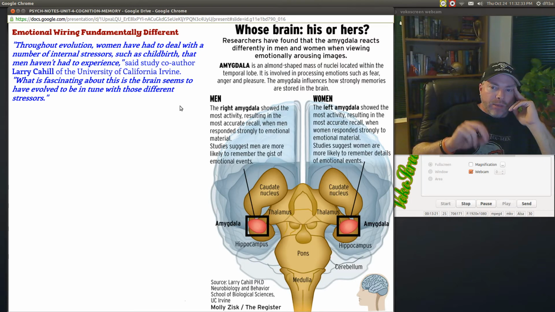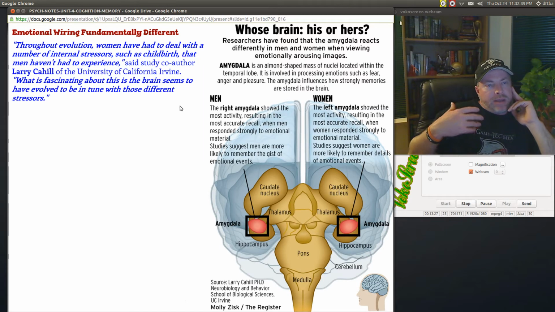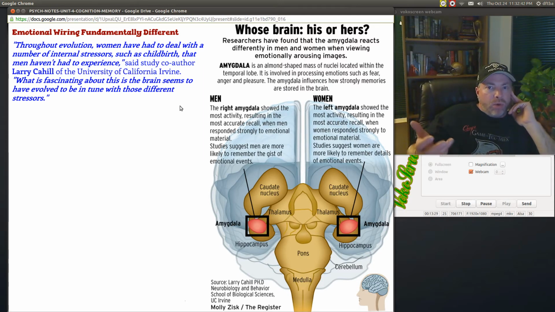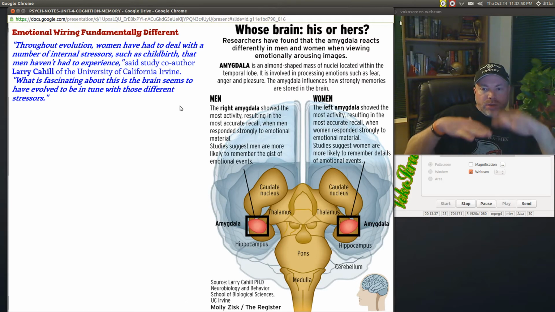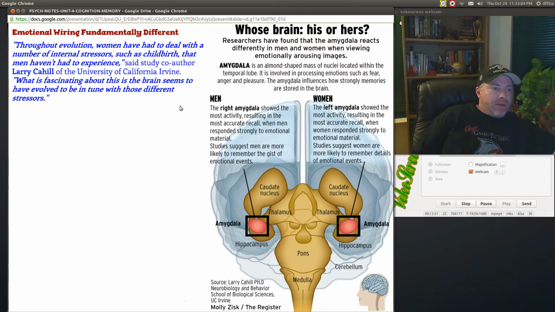The women are more likely to remember the details, emotional events and details of it. So things that maybe a man wouldn't quite think were important, like she noticed the person didn't have their turn signal on, or she might have noticed that the street was wet because there had been rain earlier that day, so the streets were soaked, or whatever. I mean, a woman would maybe pick up on some of these things, and this is just based on science, not just based on stereotypes. But Cahill's quote was this: throughout evolution, women have had to deal with a number of internal stressors, like childbirth, that men haven't had to experience.